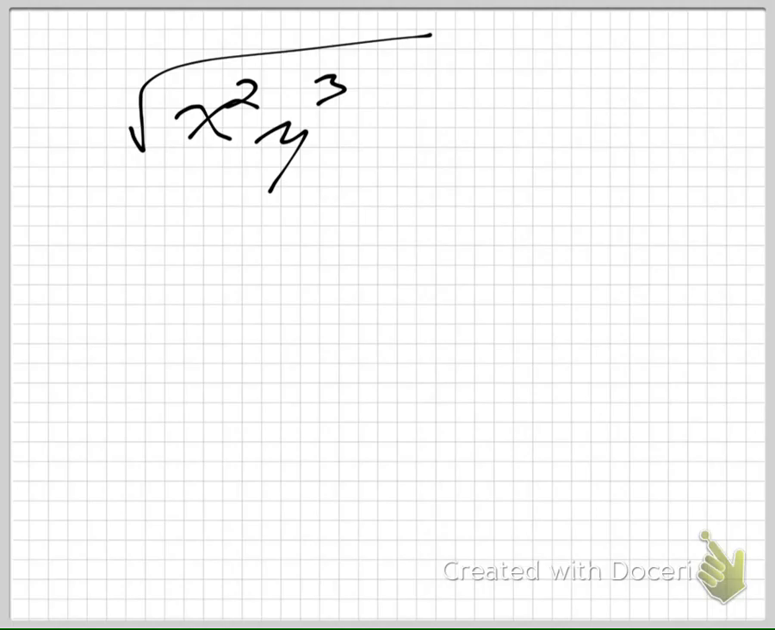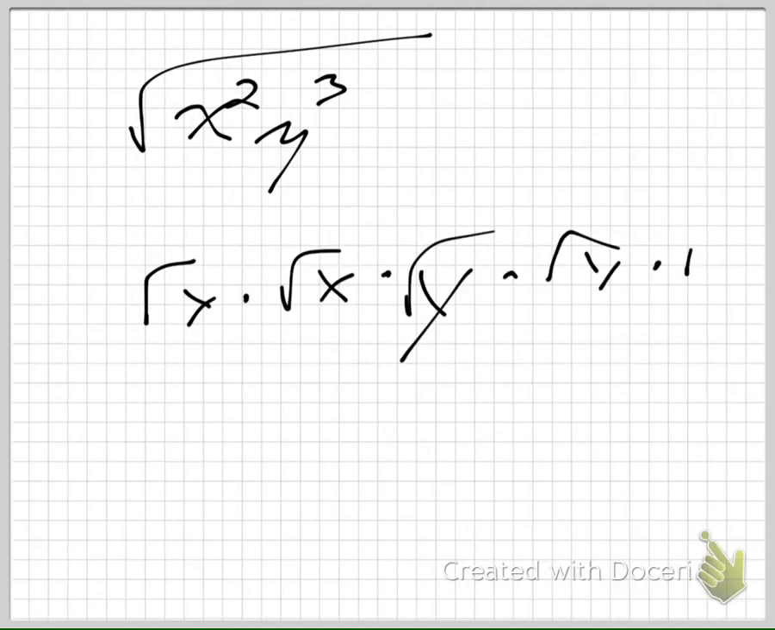I could break this down, can I not? If I wanted to break this down, how could I do it? I could go square root of x times the square root of x times the square root of y times the square root of y times the square root of y, right? Eventually you're going to get to the point where you don't need to do that.